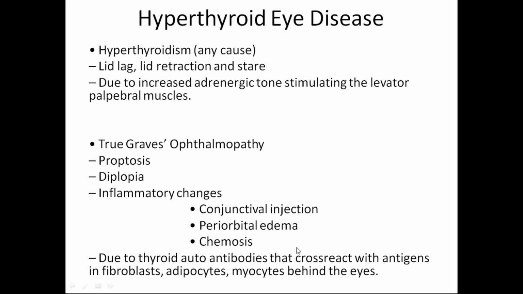And these are all due to autoantibodies which are against the fibroblasts, adipocytes, that is the fatty cells, and myocytes behind the eye, the extraocular muscles. These constitute your ophthalmoplegia.